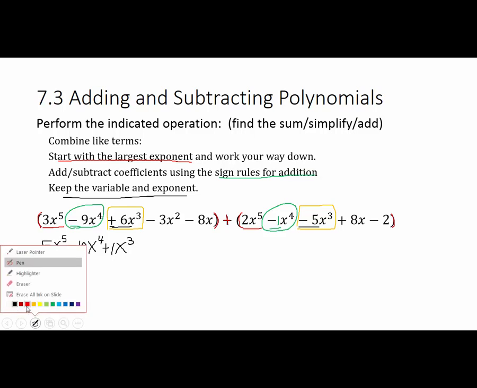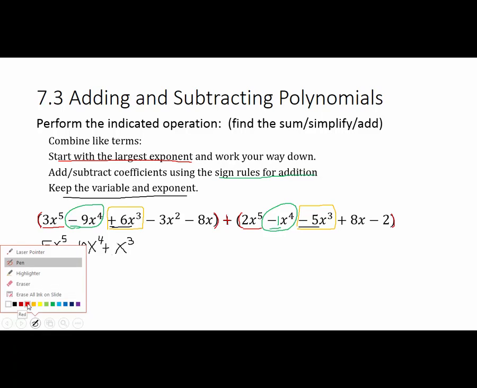The other thing that you might be cringing about is that 1. We don't need to write that 1. That 1 is a coefficient of 1, so I'm going to get rid of that. Whenever your coefficient is 1, you just don't write it in your final answer. I'm going to erase that 1 there. We don't need it. That's just x to the third.